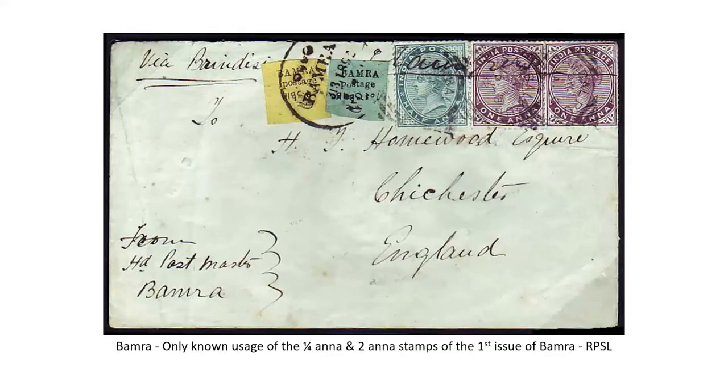Next, we come to this combination cover from Bamra State. This is the only known combination cover from Bamra State. Combination meaning it has imperial postage stamps as well as Bamra State postage stamps. Now, the Bamra State stamps paid postage to the exchange post office in Sambalpur. From there, it was carried by the Imperial Post to England.